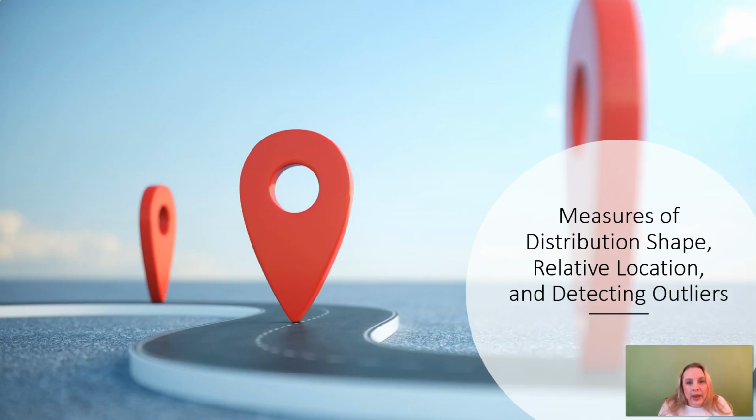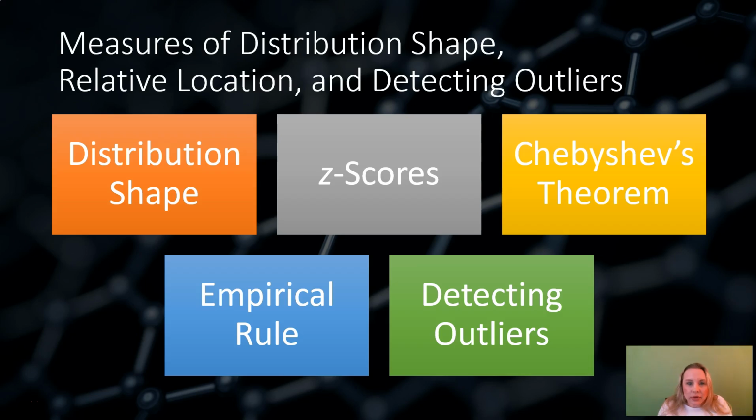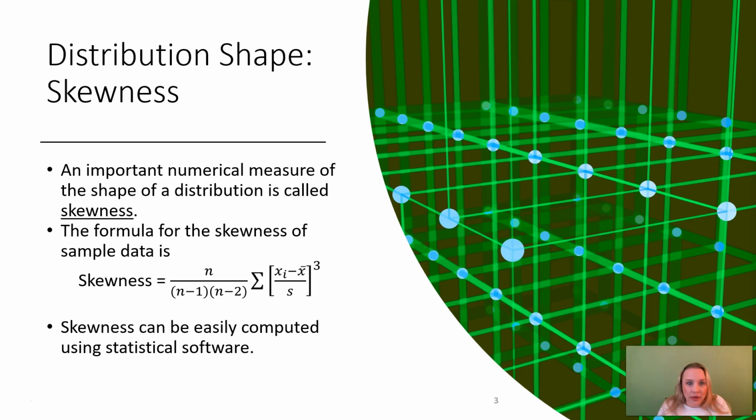So now let's talk about measures of shape and relative location. How do we use this to figure out if something's an outlier? Some things that we're going to talk about are distribution shape, z-scores, Chebyshev's theorem, the empirical rule, and detecting our outliers. One of the things we need to keep in mind is the measurement of skewness.